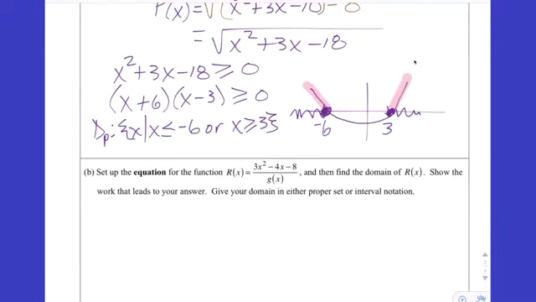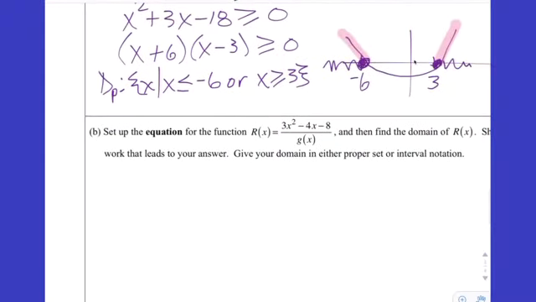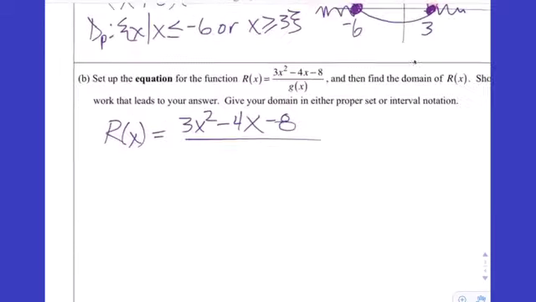All right, part B, set up the equation for that. All right, let's do that too. R of x, we gave it a name. It's going to be 3x squared minus 4x minus 8. G of x is the square root of x minus 8.